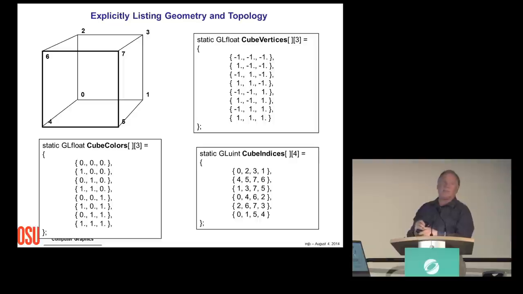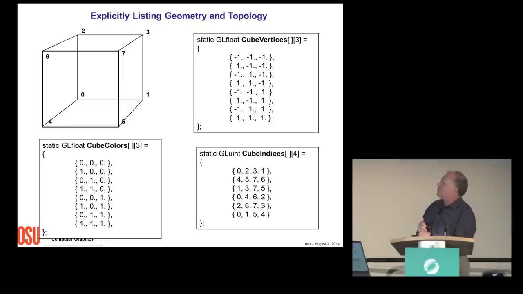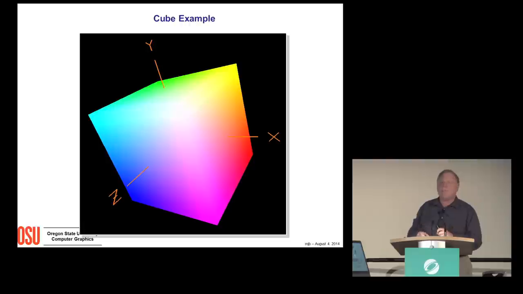We need to know the connections. So here we're saying we've got 6 quadrilaterals, and the first one consists of a connection from point 0 to point 2 to point 3 to point 1. Okay, this is a mathematical model of a cube. Anything the computer wants to know in order to draw the cube, it can get from this combination of numbers. Where is it? How's it connected? And what color is it? And so if I pass this into a program that then knows about that, I'll get this. And I've also turned on the color interpolation switch so that it interpolates colors in between the vertices.